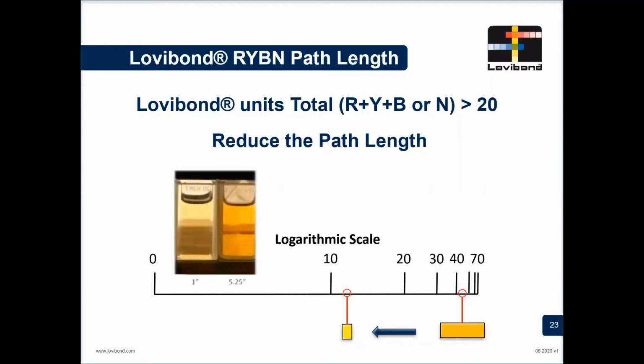And now visually here you can see that we're shining light through the length of the cell, so a 5¼ inch cell on the right and a 1 inch cell on the left. And you can see that difference in color as we're now operating the instrument in its most sensitive range.